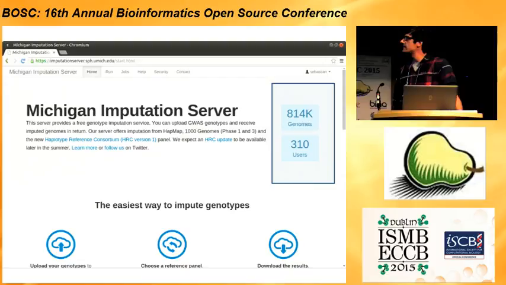The interesting thing is this is the service website, the imputation server, and as you can see, we have quite nice numbers here. Within 1 year, we imputed over 800,000 genomes. We have over 300 users, and it's a really nice and good working system. And we are very happy about this cooperation with the University of Michigan.